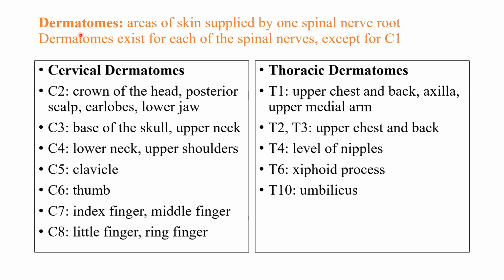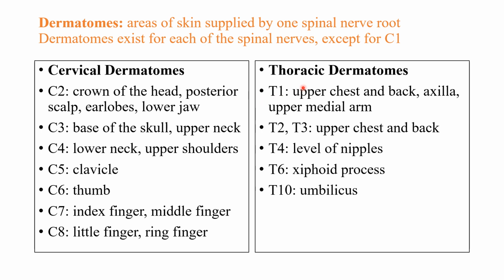Here come dermatomes. What are dermatomes? Derma means skin. The area of skin supplied by one spinal nerve root is called a dermatome. Dermatomes exist for all spinal nerves except for C1. Coming to cervical dermatomes, C2 supplies the crown of the head, posterior scalp, earlobes and lower jaw. C3 supplies the base of the skull and upper neck. C4 supplies the lower neck and upper shoulders. C5 for clavicle, C6 for thumb, C7 for index finger and middle finger, C8 for little finger and ring finger.